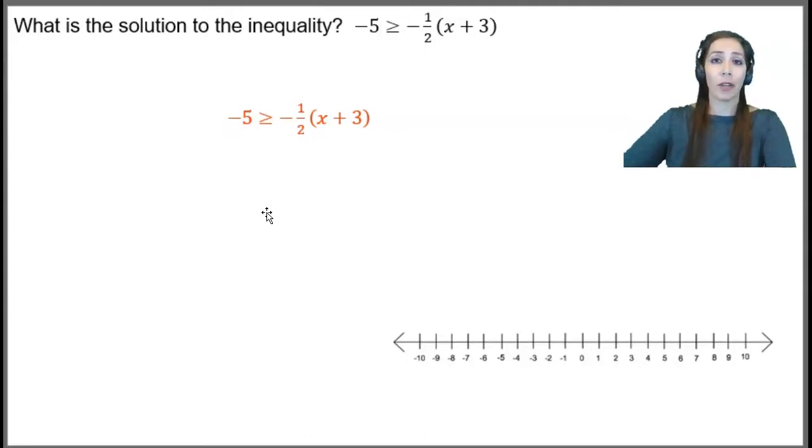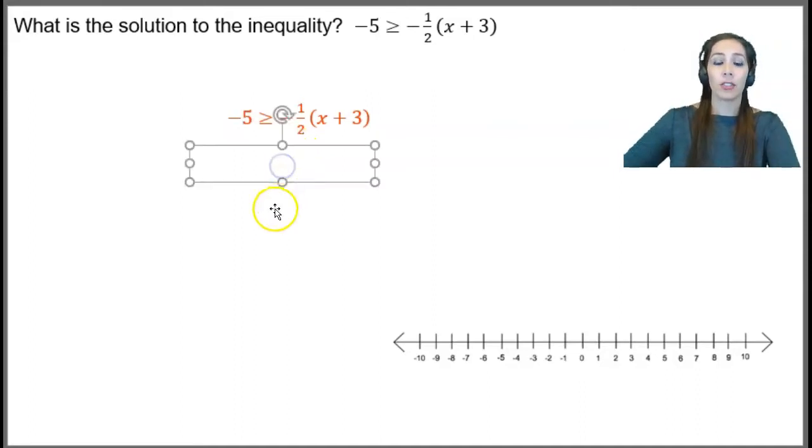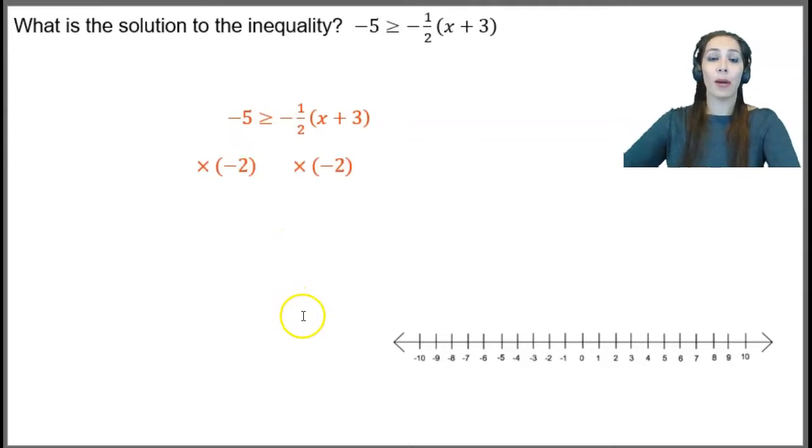Also, I see that I have that 1/2. How do you get rid of fractions? You multiply by the inverse. So instead of 1/2, I'll multiply by 2/1, which is the same thing as 2. So I'm going to multiply by a negative and by a 2. So I'm going to multiply by -2 on both sides. This will get rid of the negatives and it will get rid of the fraction.